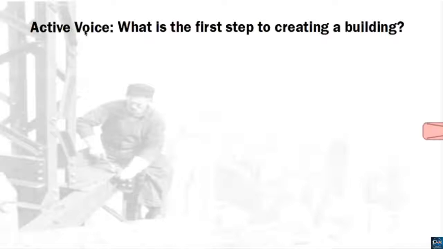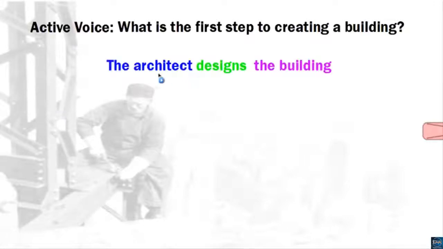So, in the active voice, what is the first step to creating a building? The process of creating a building, what's the first thing that we do? Well, the architect designs the building. Now this is the active voice because I use the doer first.